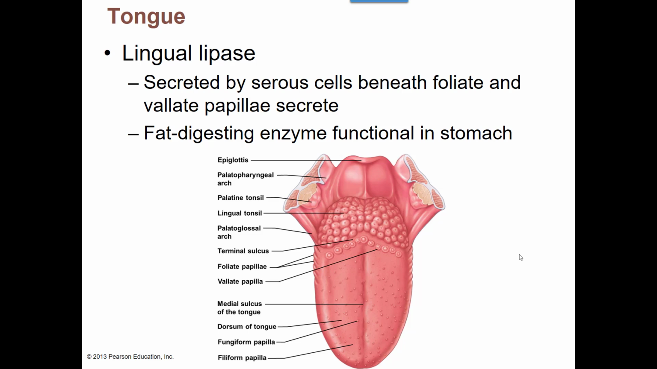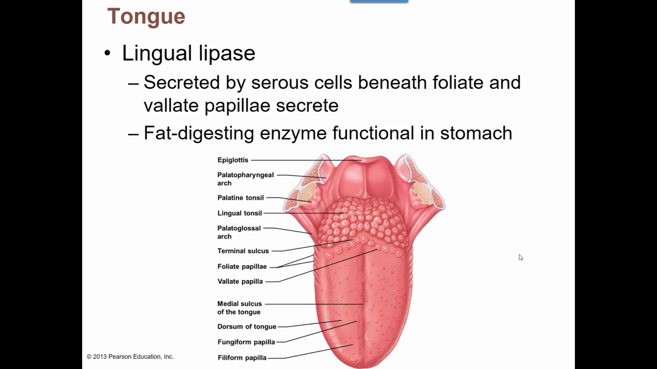Now, although they are secreted in the mouth from the tongue, really the enzyme doesn't become active until it hits the stomach. So it's an enzyme to break down fats, but we are not breaking down fats in our mouth at all. That enzyme is later used to break down lipids once that food and this enzyme gets to the stomach. But we do have some salivary glands that are also going to have some more enzymes.